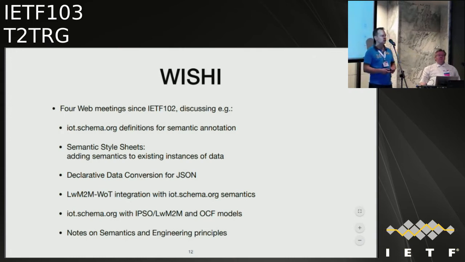And finally, we are planning to start this note series, if you wish, and one of those notes that we have already started on is semantics and engineering principles. The idea is that we gather some of those thoughts in a more structured way in the wiki in the beginning, and then, based on the wiki, we'll see if some of that information should be made into an internet draft. But this is maybe the one that is currently the furthest away. It talks about why we are doing this work on semantics, what principles we are following, and what principles we should be following, so that we all kind of agree on what the space looks like. So that was the WISHI activity between the IETFs.